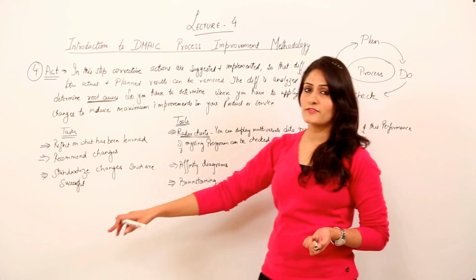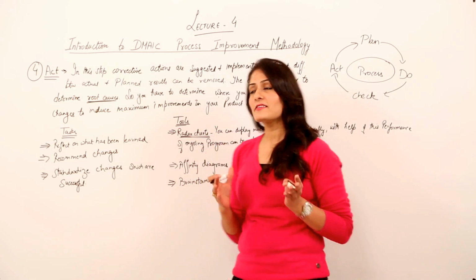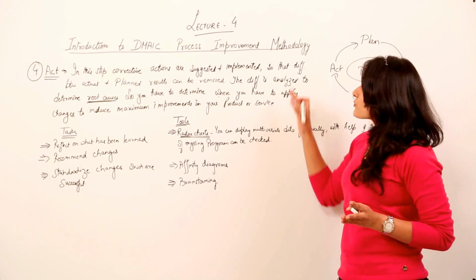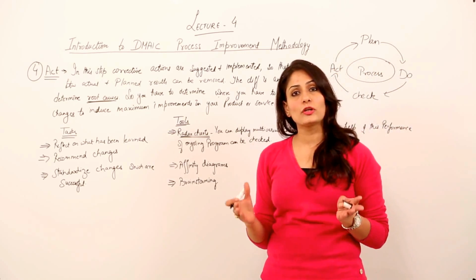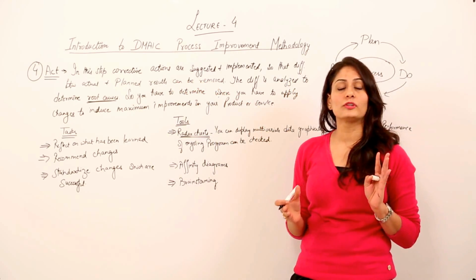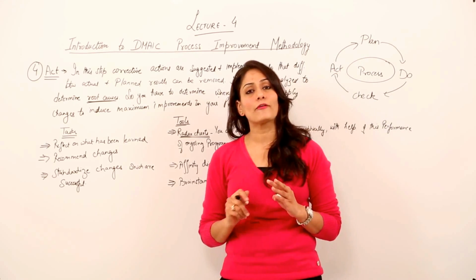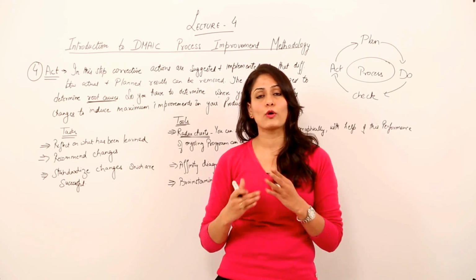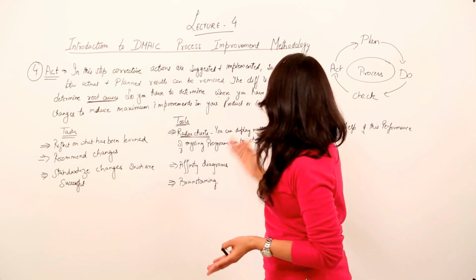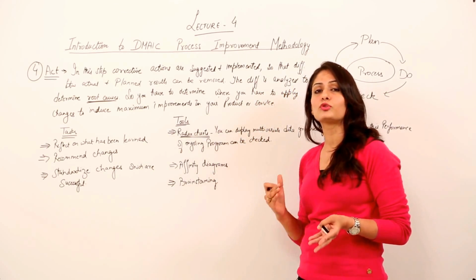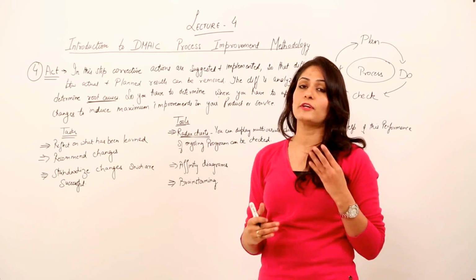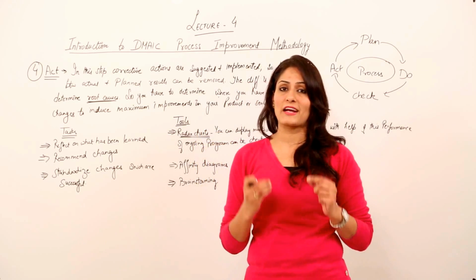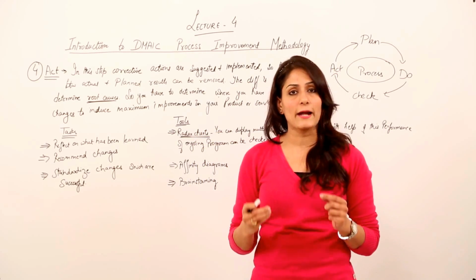Now let's come to the last stage, which is act. In this stage, corrective actions are suggested and implemented so that the difference between the actual and the planned results can be removed. Sometimes it does happen that after we implement the plan, we find that the results are not according to what we believed they would be. So this difference is analyzed to determine the root causes. What we have to do is determine where we should make changes to induce maximum improvements in our products and processes.